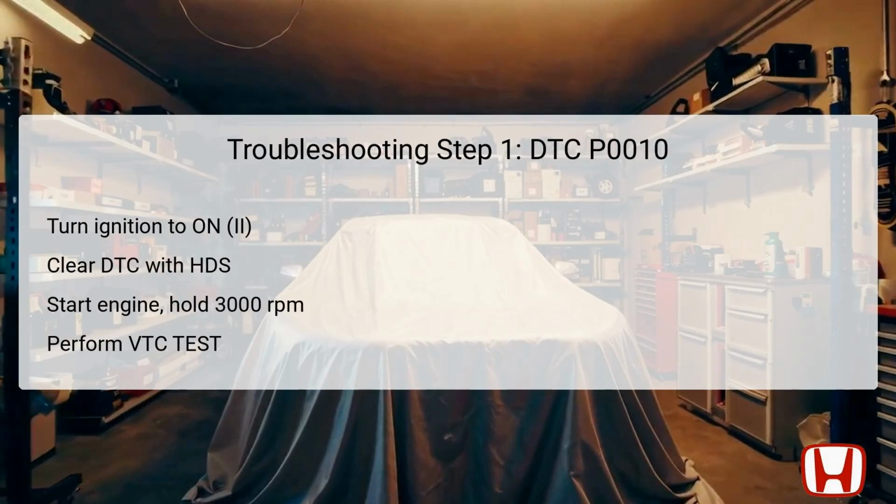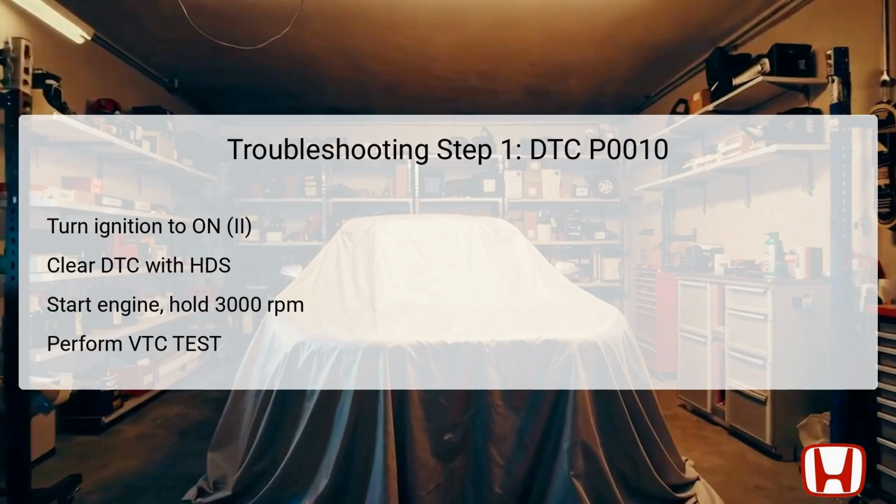The first troubleshooting step involves confirming the presence of DTC P0010 through direct interaction with the car's diagnostic system. Begin by turning the ignition switch to the on position, which powers the vehicle's electrical systems without starting the engine. Next, connect the HDS Honda Diagnostic System and clear the DTC. This step is necessary to reset the fault memory, allowing for fresh diagnostic readings.